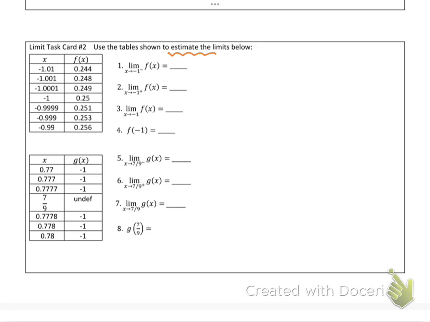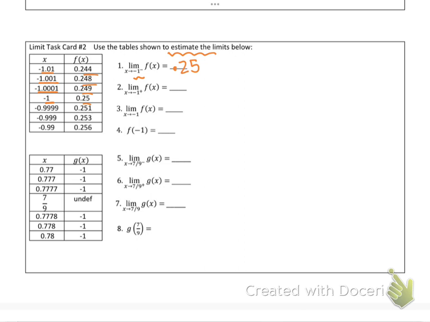So, it looks like, from what we can tell on our table here, these x values are getting very, very close to -1, approaching from the left. And as we find our limit as x approaches -1 from the left, it looks like these y values are approaching 0.25. Do we know for sure the limit from the left is 0.25? No, but we're just estimating. That's the best information we're given in the table.